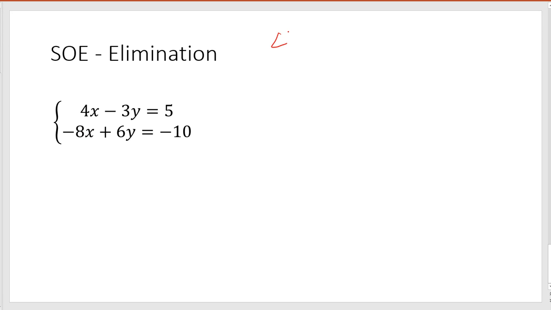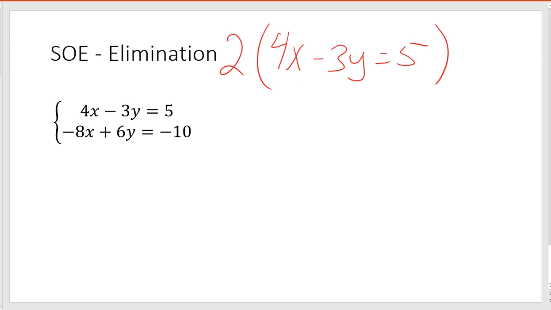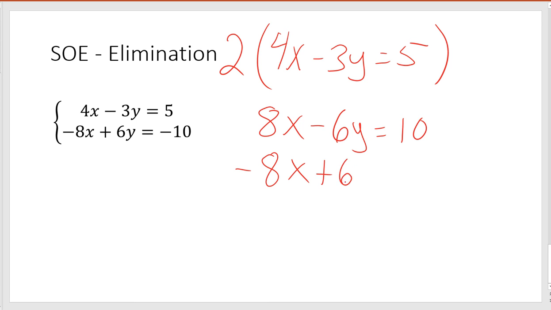Well, I can make a 4 look like an 8, and I can do that by multiplying by 2. If I take 4x minus 3y equals 5, and I take that entire equation and I multiply the whole thing by 2, I end up with 8x minus 6y equals 10. Then we can take a look at our bottom equation. Negative 8x plus 6y equals negative 10.